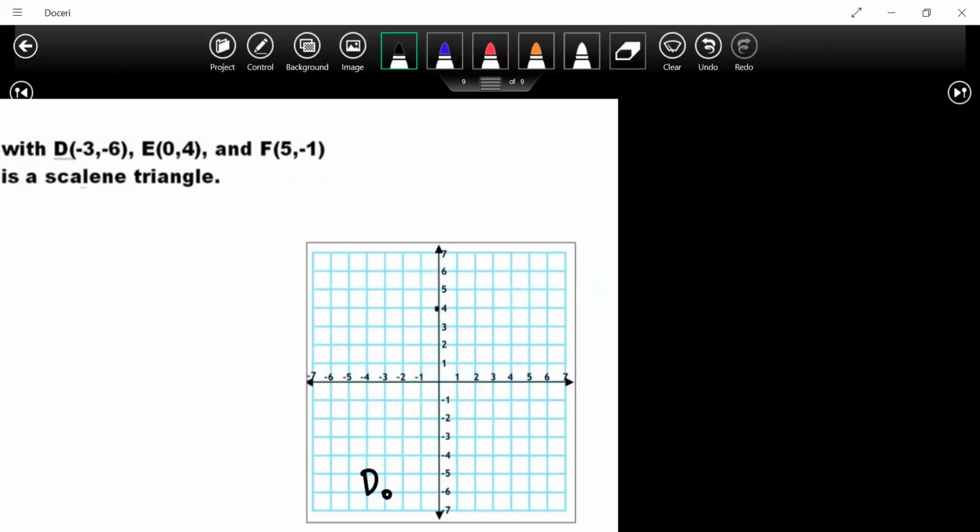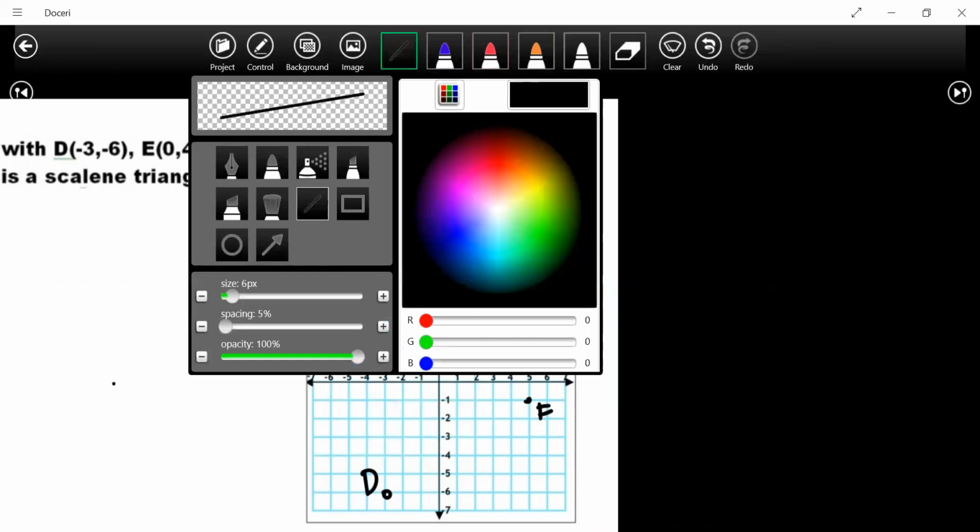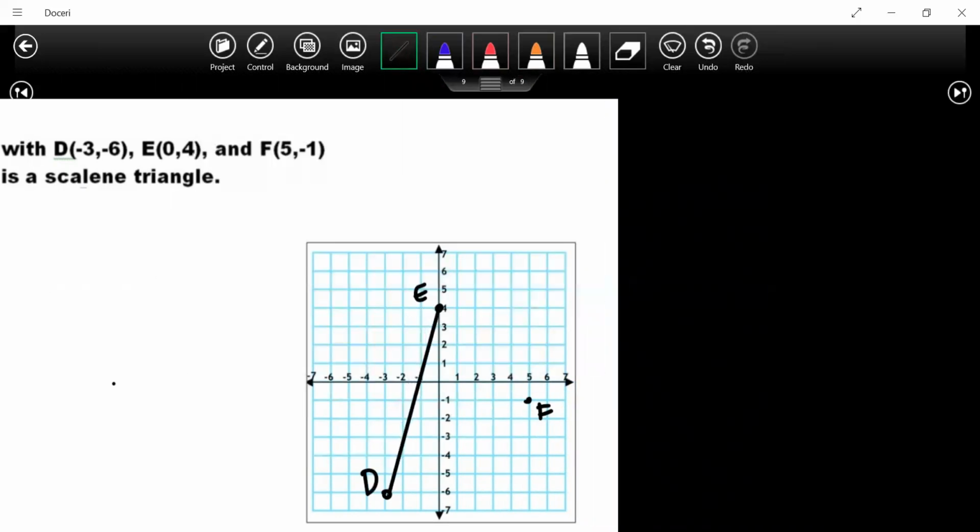Back 3, down 6. 0, up 4. 5, down 1. Did we get the picture? Kind of, sort of. It's the Bermuda Triangle. Everything is lost.